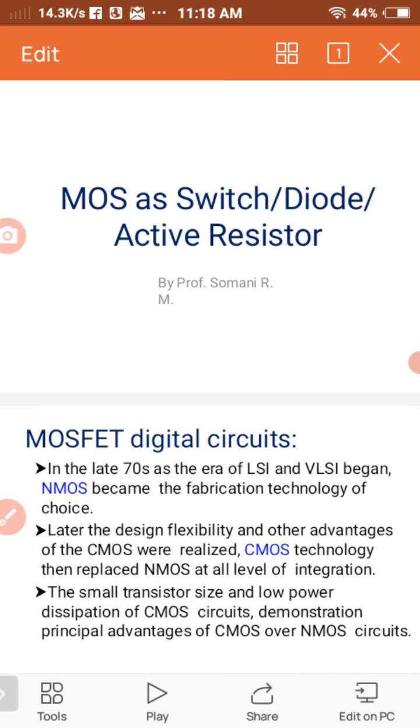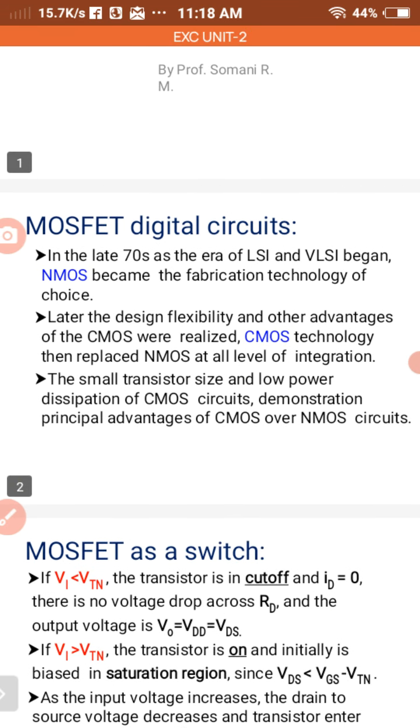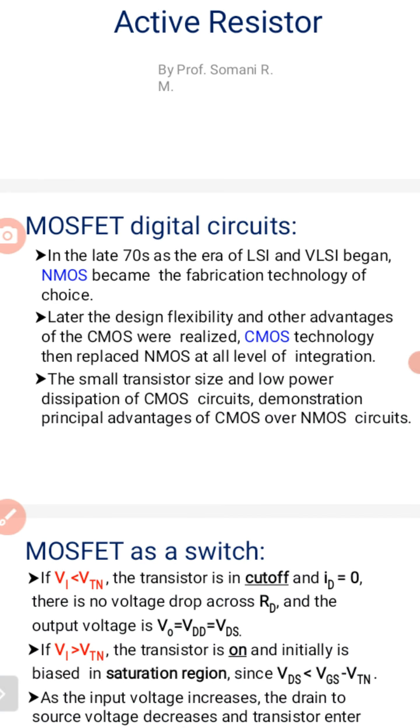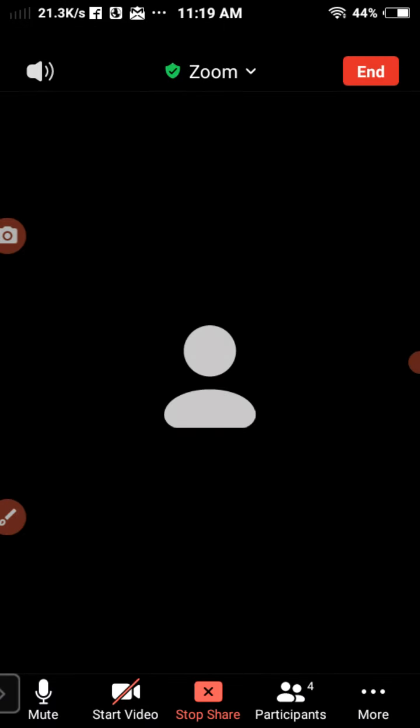So I am sharing a screen. Do you find my screen? MOSFET as a switch? No, sir. No, you don't find. I am sharing it again.